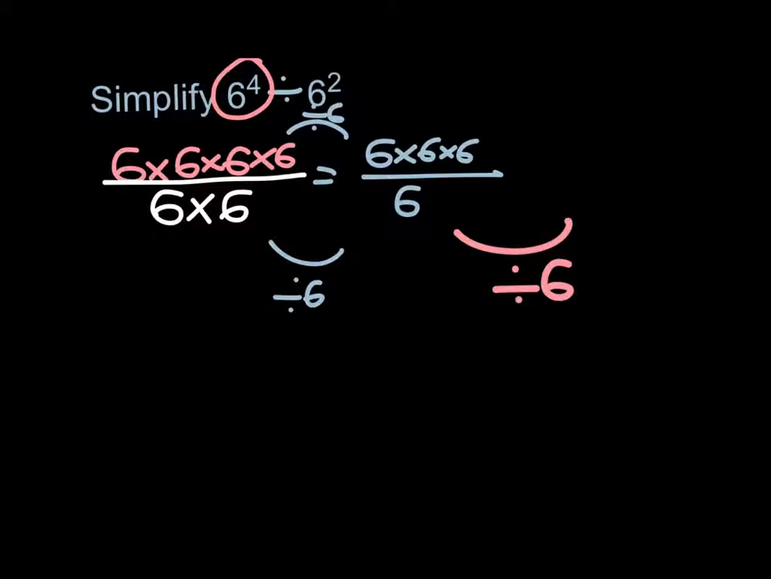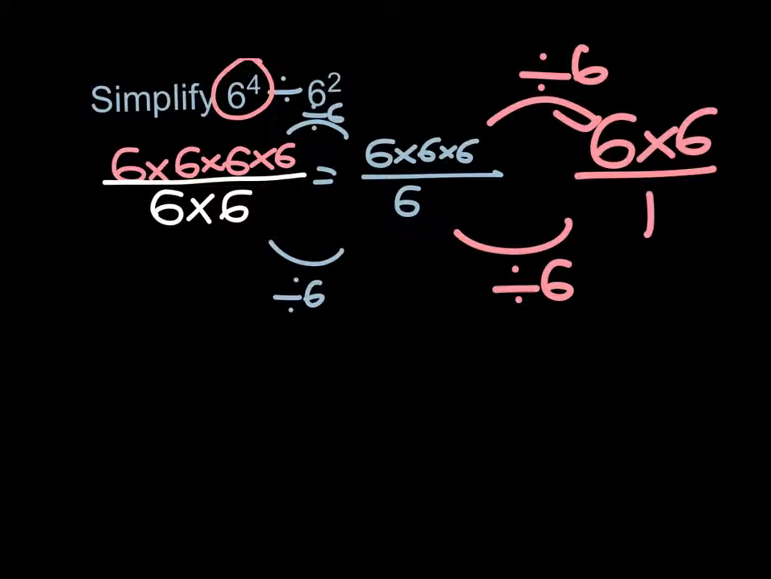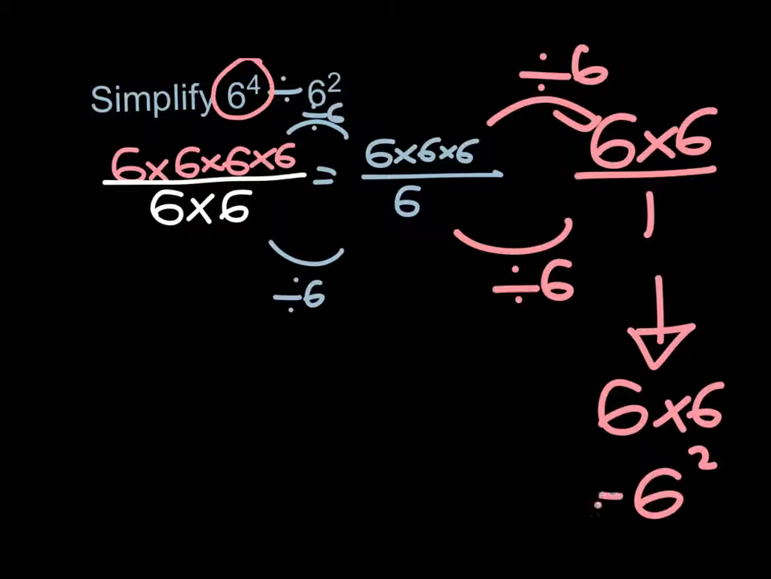So dividing by 6, 6 divided by 6 is 1, so I'm just going to put that there for now. And then dividing by 6 on the top will leave you with just 6 times 6. Anything divided by 1 has no effect. So here we are left with just 6 times 6, which is 6 squared. So that would be your end answer for this question.